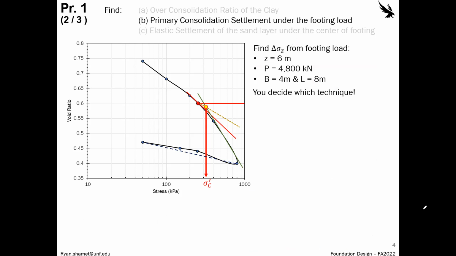So what we need to do now to find the primary consolidation settlement under load is determine the delta sigma z. You can decide which technique you want to use. I think the 2-to-1 method is the easiest. So using the 2-to-1 method, we have this equation. We're given the P, and then we're given the depth as well as the length and the width.